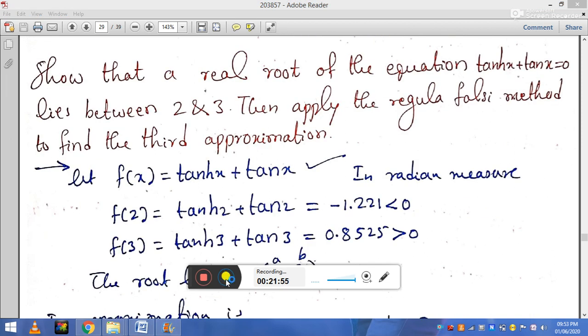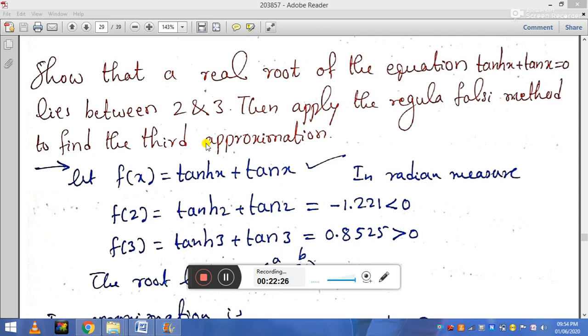So in the next question they have given the root already. Show that a real root of the equation tan hyperbolic x plus tan x equal to 0 lies between 2 and 3. Then apply the regula falsi method to find the third approximation. So in the question they have given f of x, and already they have given the one negative root and positive root. Then by using these two roots, up to the third approximation, third iteration, we have to solve the example.